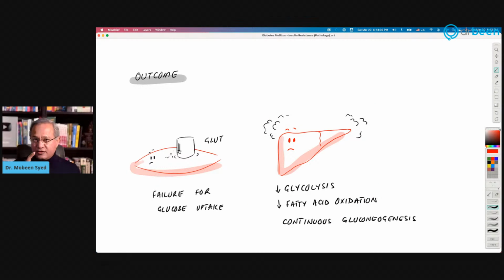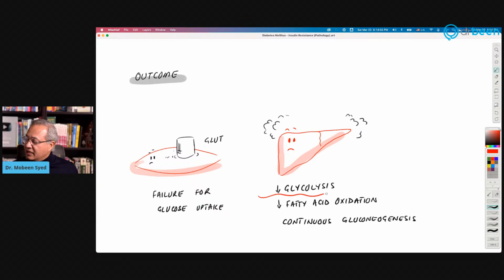Now think about it. The liver's job is to help keep the blood glucose levels at normal by either storing the extra glucose, or if we are in a fasting state, by making extra glucose from the stored glucose when the glucose levels are going down. So what happens? Tissues are not using glucose. Glucose levels are high in the blood, but inside the cells, glucose levels are low. That is happening in the liver as well.